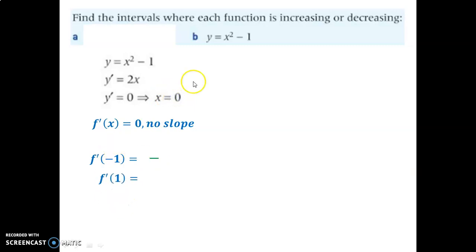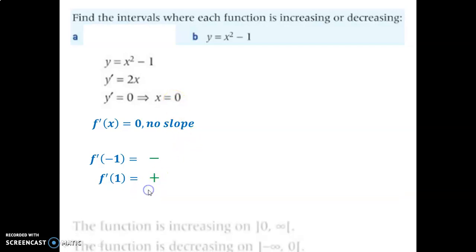All right, what happens when you take a point beyond or to the right of x equals 0? For example, x equals 1. Put that into the derivative, and you get a positive value. That means after x equals 0, the graph is increasing. It has a positive slope.